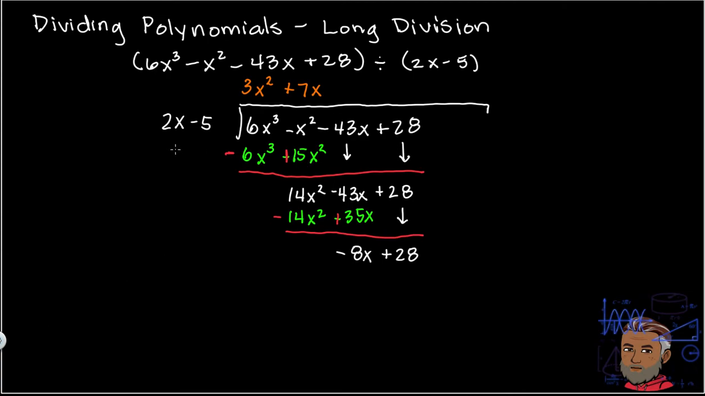We try to figure out what can we multiply 2x by to get negative 8x. We can multiply that by negative 4. So we're going to put a negative 4 up here, and then we distribute it, right? Second step is to distribute it.